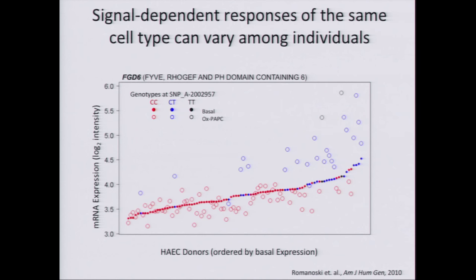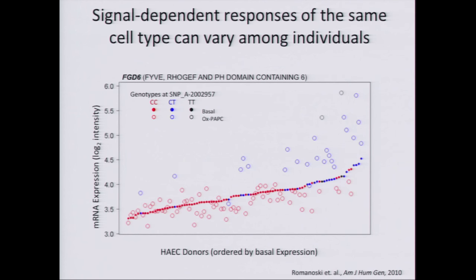And here what I'm showing you is gene expression data taken from endothelial cells that were provided by about 150 hearts for heart transplantation. So these are aortic endothelial cells. These are critical cells for blood vessel homeostasis, and they're important cells in the development of atherosclerosis. And what is shown here is a chart in which the basal expression levels for FGD6 are organized according to basal expression in about 120 samples.